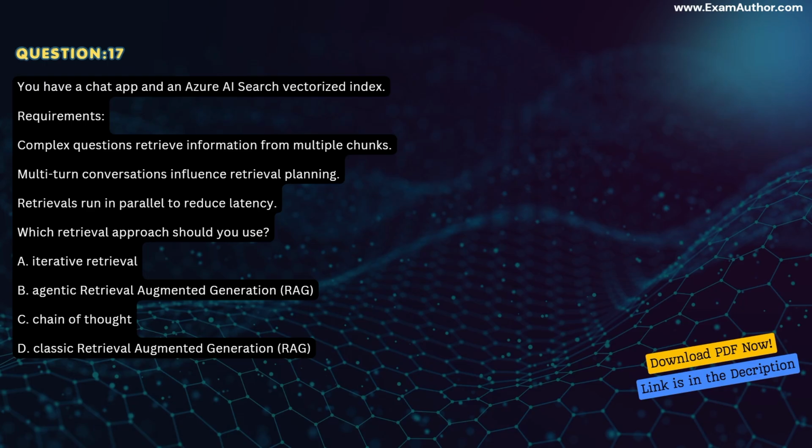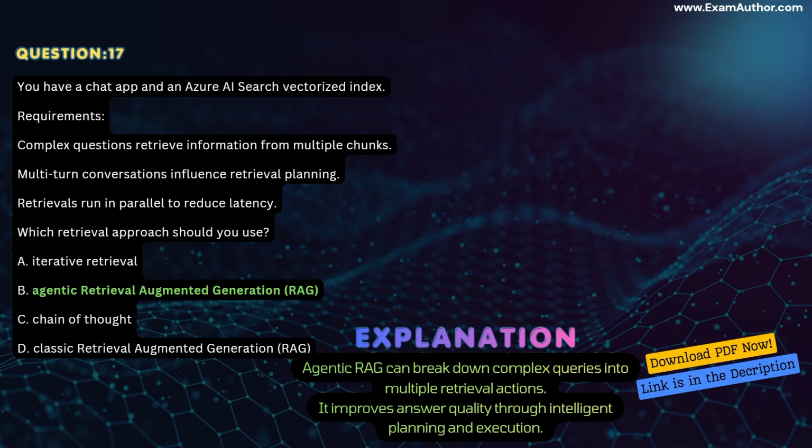Correct answer: B. Agentic retrieval augmented generation RAG. Explanation: Agentic RAG can break down complex queries into multiple retrieval actions. It improves correct answer quality through intelligent planning and execution.